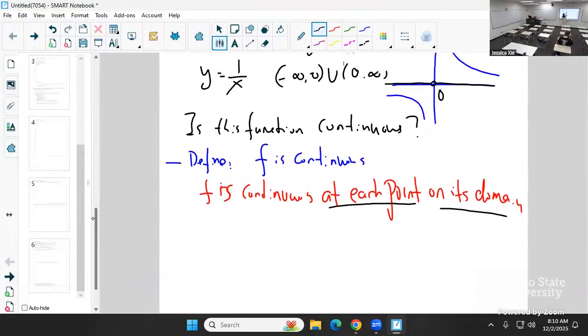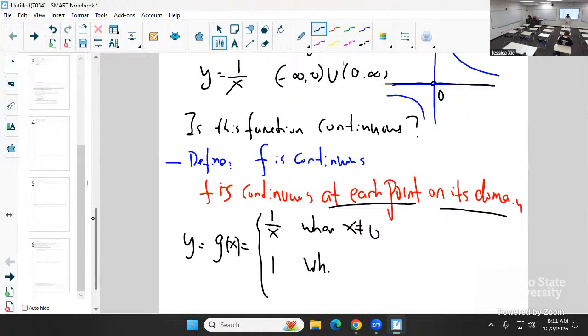I have another function, y equals g of x. This function I defined as 1/x when x is non-zero, and I define it as whatever value, 1 or 2 or 3, when x is 0. So what's the domain for this function? For g of x, the domain is all real numbers because it's defined everywhere, right? When x is non-zero it equals 1/x, and when x equals 0, it is defined to equal 1.